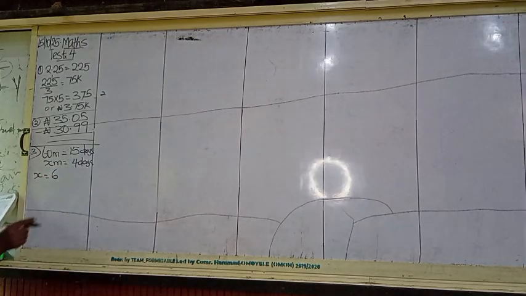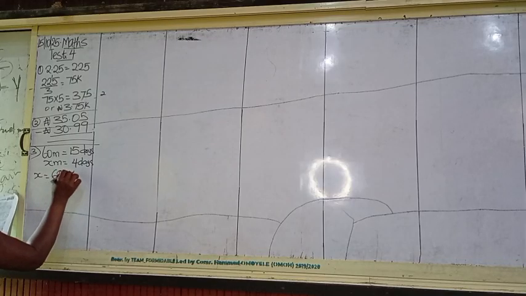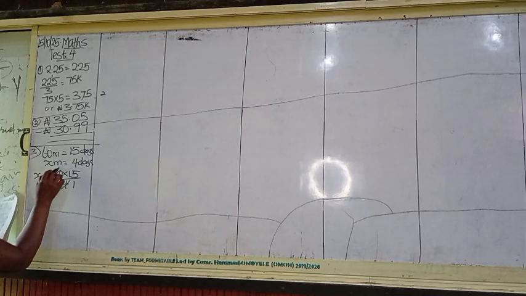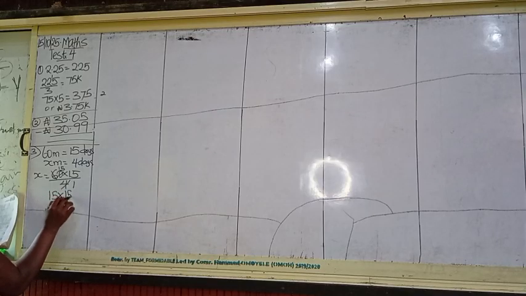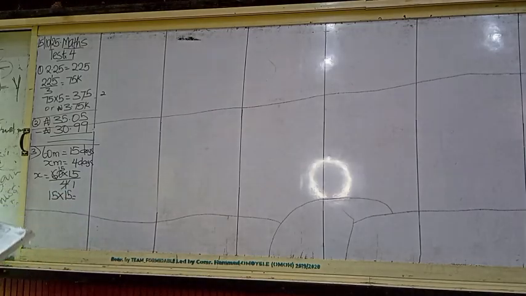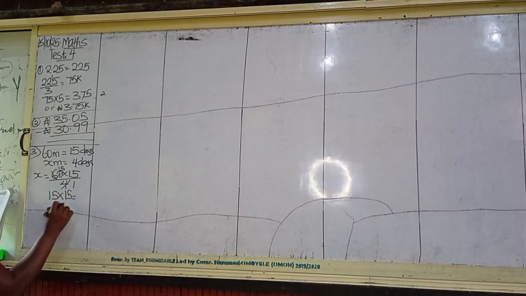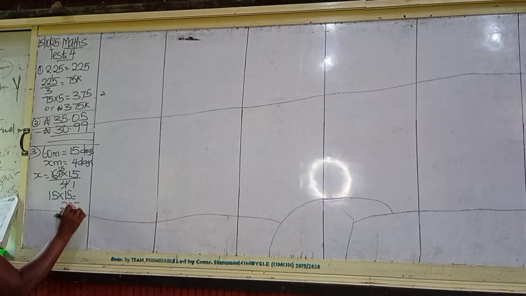60 times 15 over 4. 4 here 1, 4 here 1, mean that 2, 4 in 20, that is 5. So we have 15 times 15, which is equal to 225. Do we have 225? So our answer here is 225 men.